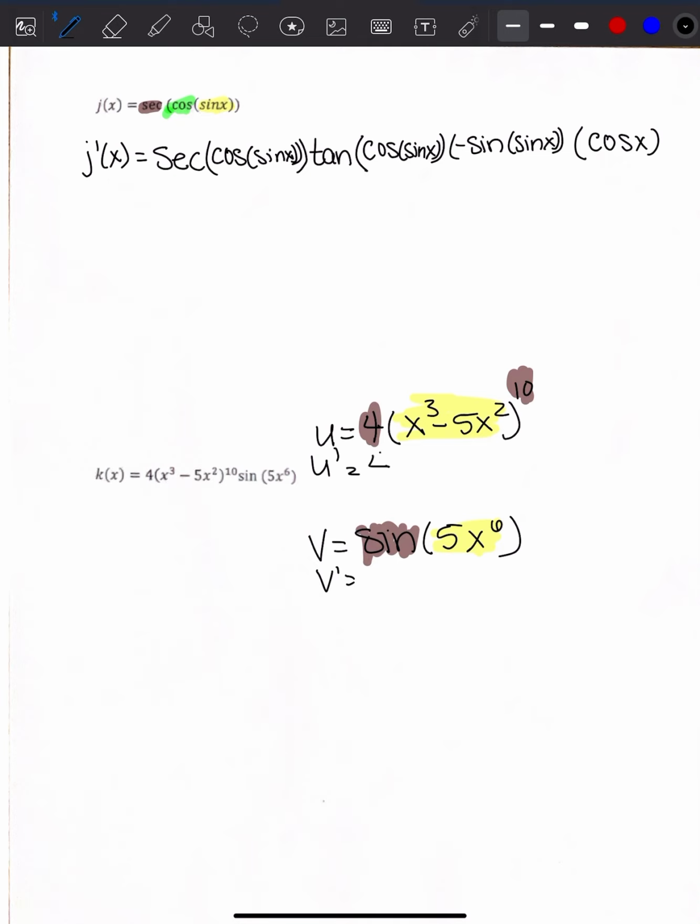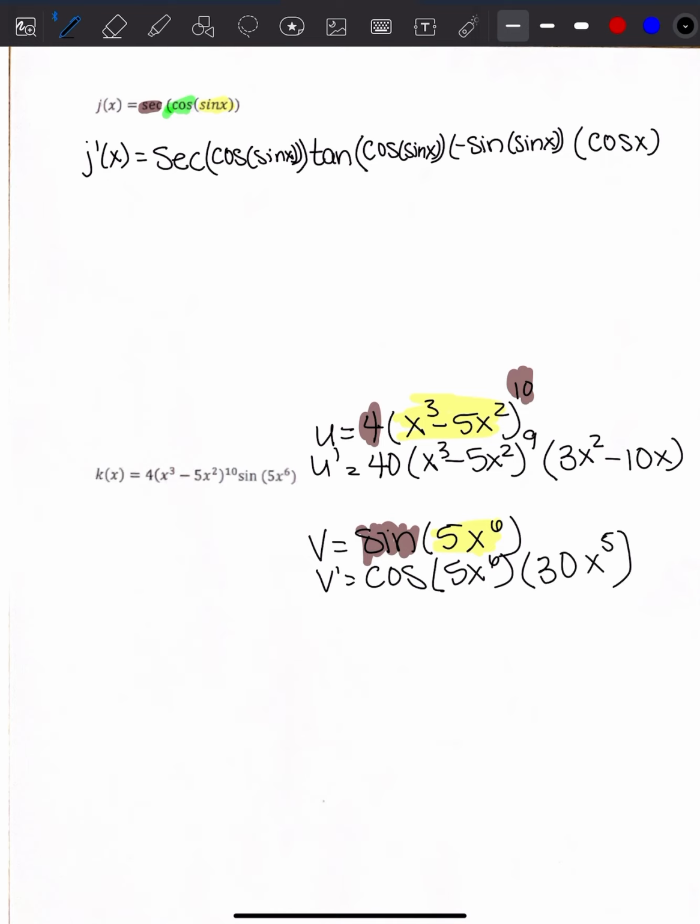So 10 times 4 is 40. We keep the inside the same, and we take 1 away from our exponent. Then we multiply by the derivative of the inside. So the derivative of x cubed, 3x squared, minus 10x. Same thing for this one. So we take the derivative of sine first. So we have cosine of 5x to the 6th times the derivative of 5x to the 6th, which is 30x to the 5th. So now what we're going to do is multiply these together.